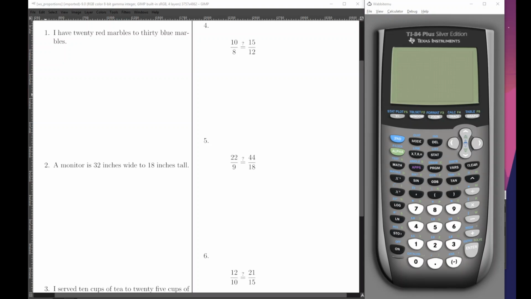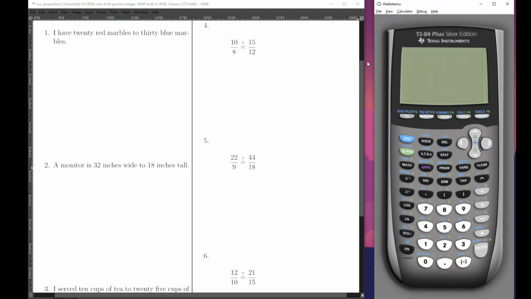Hey everyone, this is Mike, and we're talking about proportions. I've got a proportion worksheet that we can go ahead and go through. I've also got my trusty calculator right here. So let's take a look and see what's going on.